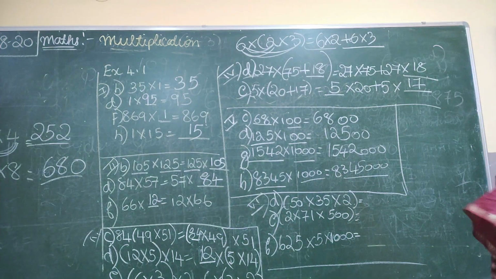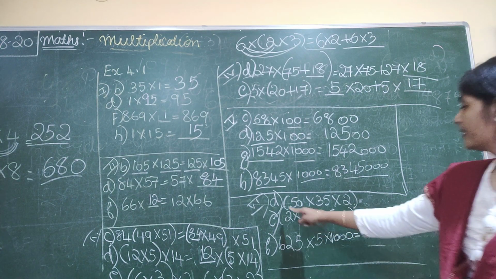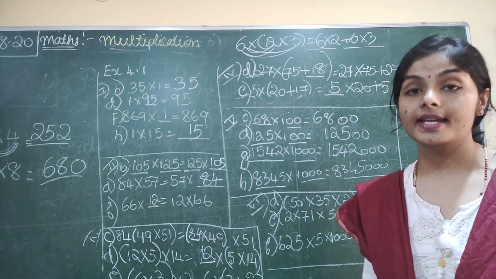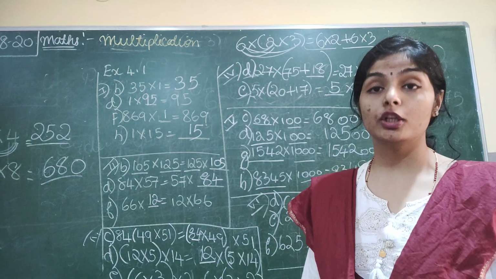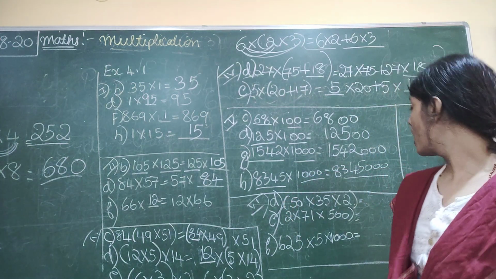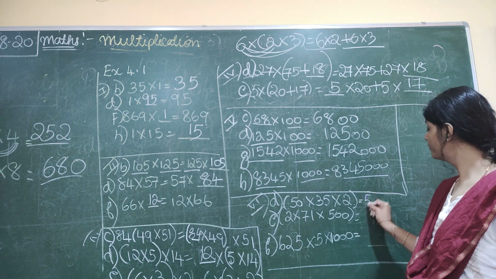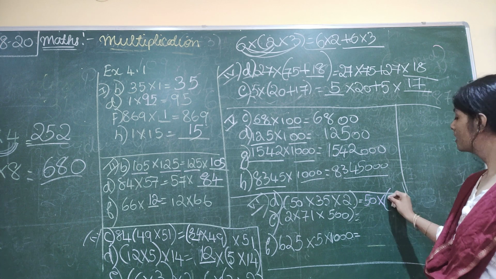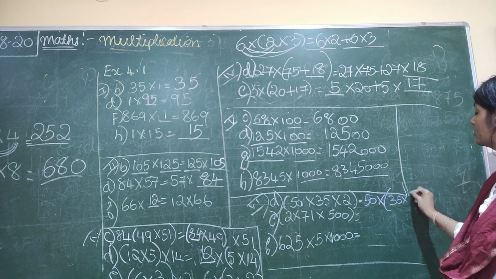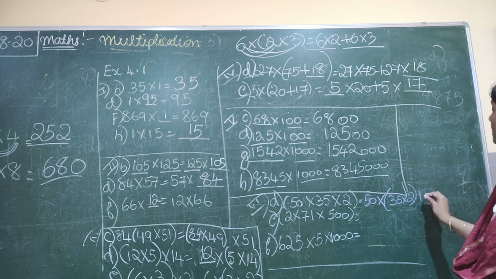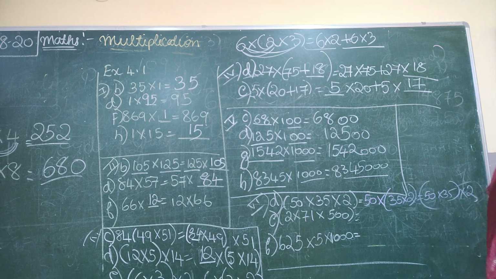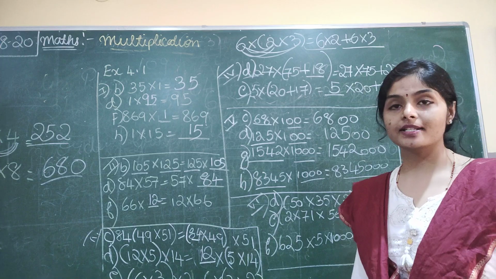Sixth main, you have 50 into 35 into 2. How should you do it? 50, can you see? Into 35 into 2 is equal to 50 into 35 into 2. You use the same way of multiplying. Understood?